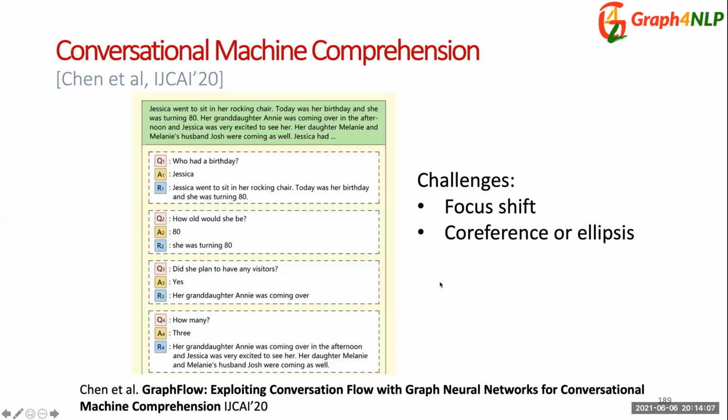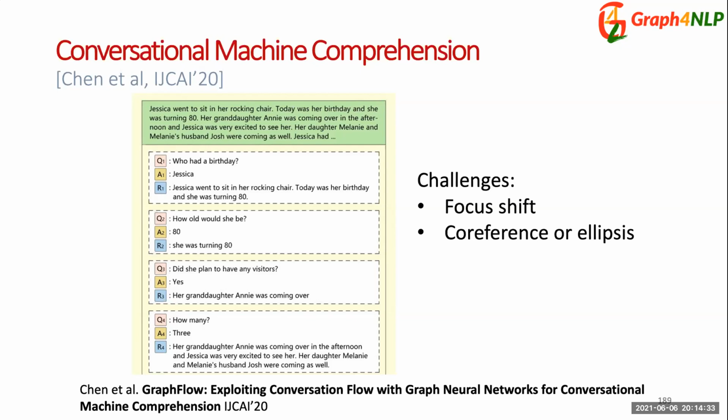Finally, I'm going to talk about one use case of a dynamic graph neural network. This task is conversational machine comprehension. Given one piece of text, there will be multiple questions in sequence, and one question can build on top of the answer of the other.